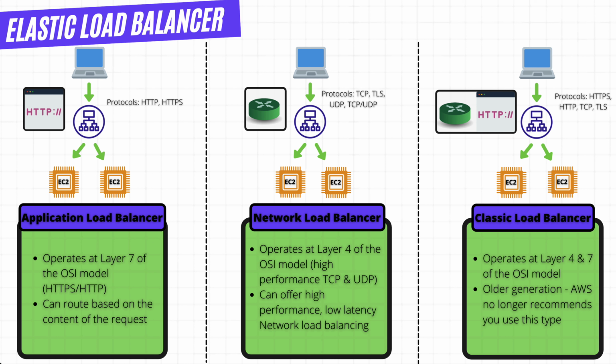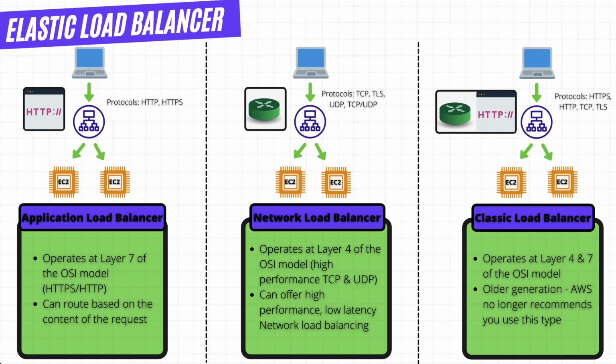Next, we have the network load balancer. This type of load balancer operates at layer 4 of the OSI model, which we call the transport layer. This type of load balancer is ideal for TCP and UDP traffic that can handle millions of requests per second while maintaining ultra-low latency connections. A key thing to remember in the exam is when you see a need for a load balancer that requires ultra-high performance and requires TCP connections, like gaming. Then you can use the network load balancer.